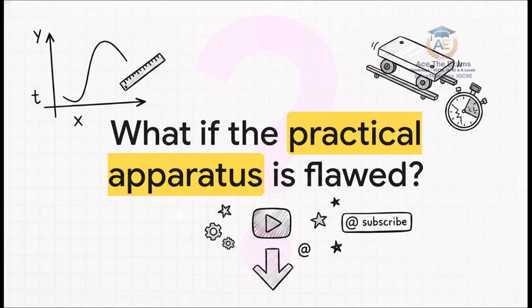You've mastered the theoretical graph and all the terminology. But what if the practical apparatus used to capture this data in the exam paper is totally flawed? Well, we're going to cover exactly how to spot those traps in our next explainer. Until then, ask yourself this. If your ticker tape timer is running slower than it should, how would that secretly warp every single calculation you just made?